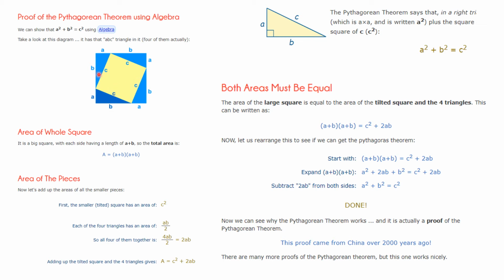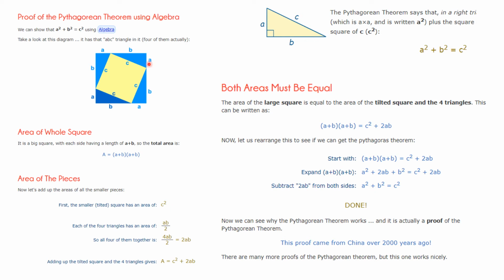Now I'm kind of glossing over proving that these are 90-degree angles in here, but it can be shown pretty easily that they are. This really isn't a geometry course, so I'm not going to dive into that too deeply. Okay, so the area of the big square, the one that has A plus B as the side, is going to be each side times itself, just A plus B times A plus B.